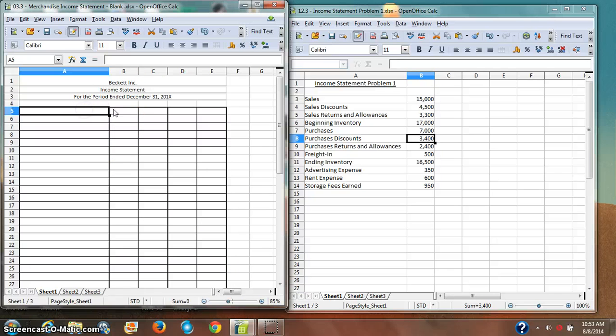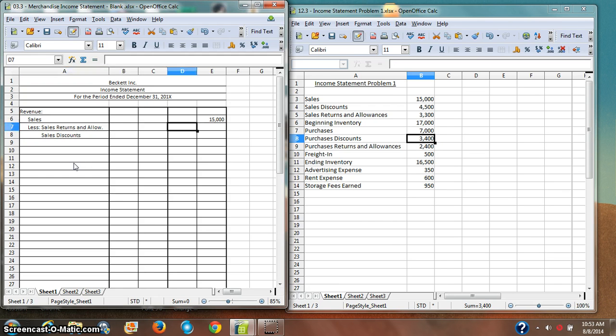So first, looking at my pattern here, I'm going to start with revenue. That's how we usually start these things. So we have sales, and this is $15,000. I can see that from my information over here in the problem. Then I have less: I'm going to subtract some things: sales returns and allowances, which I'm going to abbreviate slightly, and sales discounts.